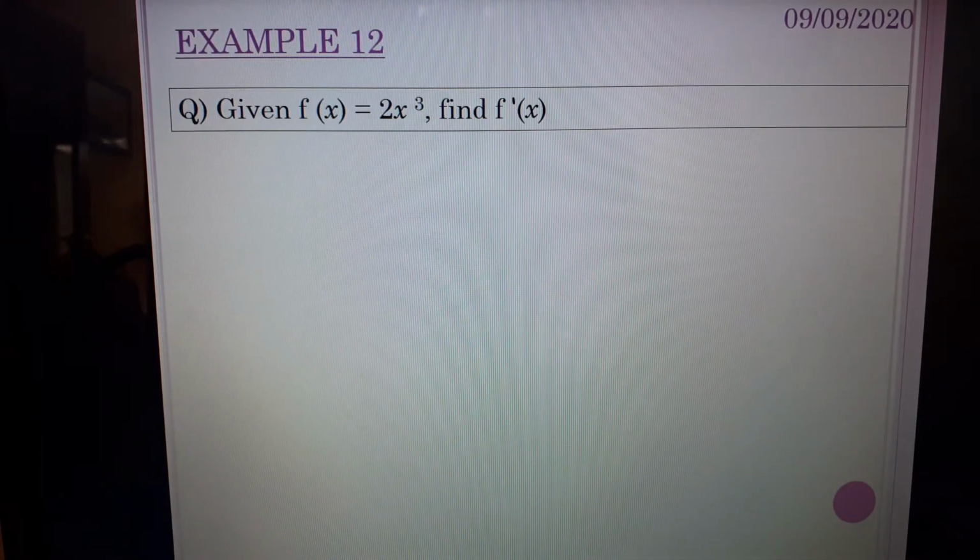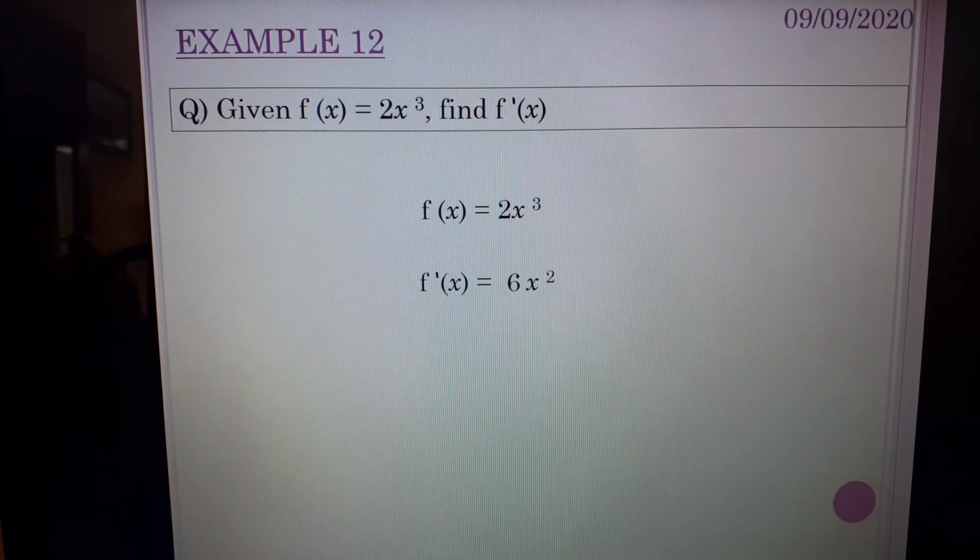Okay, so here we have some examples. If f of x equals 2x cubed, then f dash of x is going to be, so you're going to bring the 3 to become a multiplier, but this 2 is already there. So you're multiplying the 2 by the power, and you're subtracting 1 from the power. So you're going to have a 6 now as a coefficient. 2 times 3 is 6, and then the power will be 2, 6x squared.